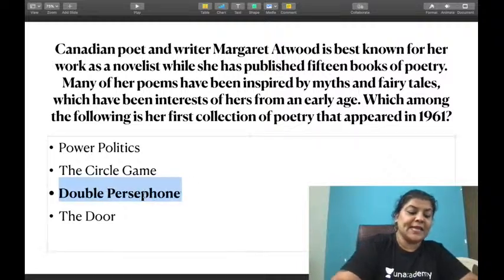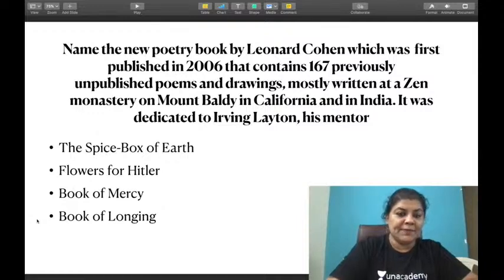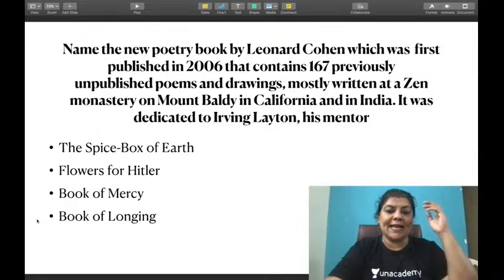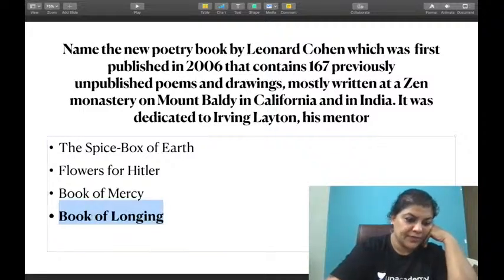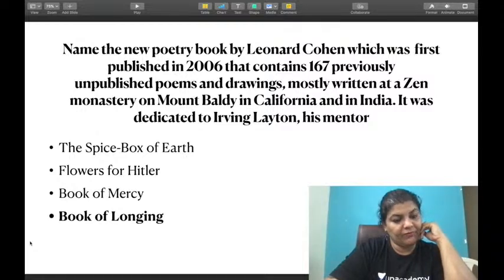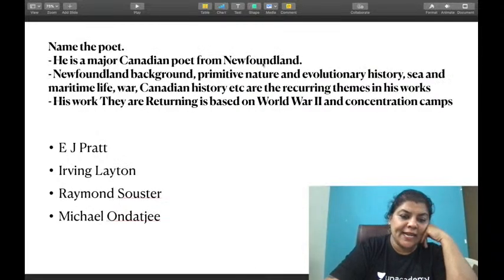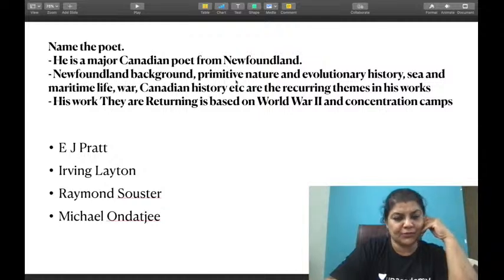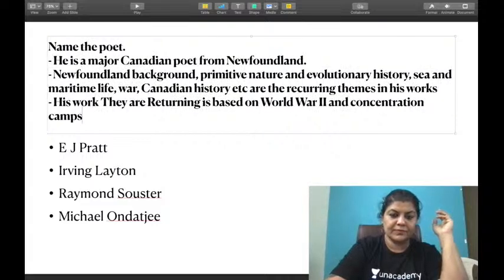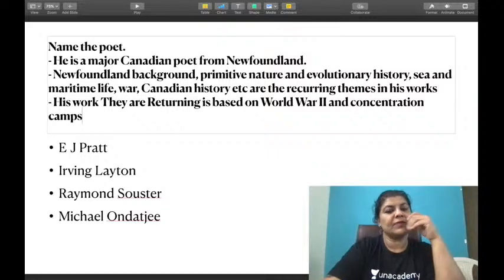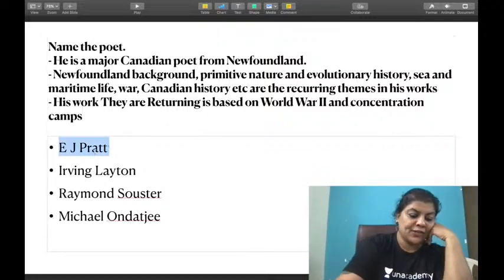Double Persephone. It is Double Persephone. Name the new poetry book by Leonard Cohen, which was published in 2006. Did you know that it was dedicated to Irving Layton? We have dealt with this before on YouTube. Book of Longing. Name the poet. He is a major Canadian poet from Newfoundland. I told you just now. He wrote about his Newfoundland background. His work, They Are Returning, is based on the Second World War. Of course, it is E.J. Pratt.